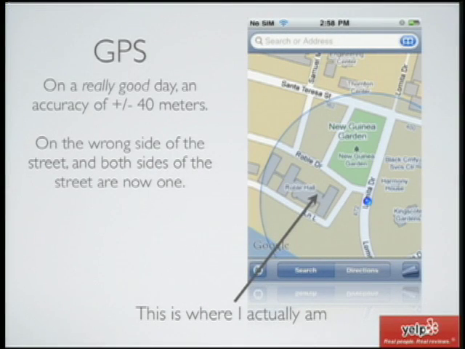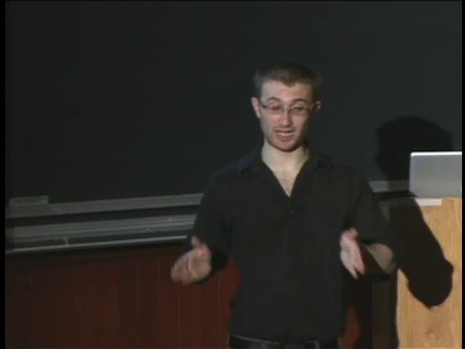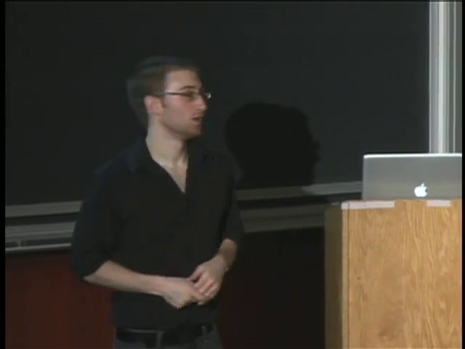On a really, really good day in San Francisco, you can get plus or minus 40 meters of accuracy. That's like 3 to 6 storefronts. So that's not good at all. Here's something that I took in my dorm, actually, which is that way. But you can see it's probably a couple hundred yards off. And this can kill the experience if you're standing on a street, but the GPS thinks you're standing outside of the street, and then the two sides of you all of a sudden become one.